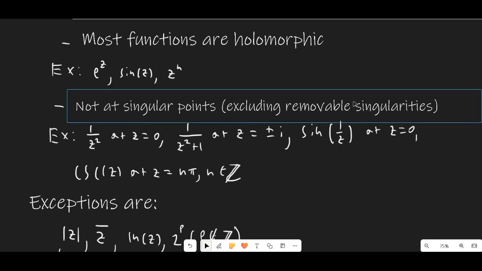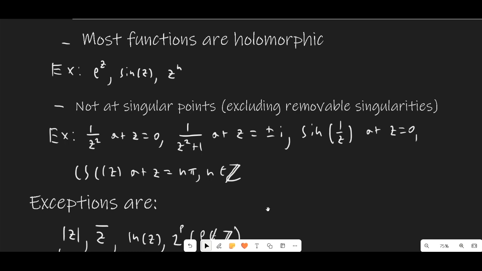So if a singularity is removable, for example, sine of z over z at z equals 0, then that doesn't count as a singularity, and our function is going to be analytic at that point. So here are some examples of points where certain functions are not analytic. 1 over z squared is analytic everywhere except at the point z equals 0 because it has a singularity right there.